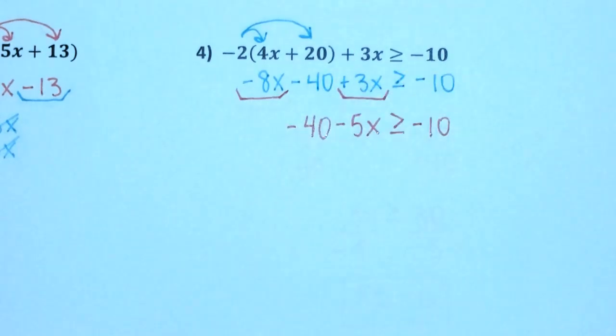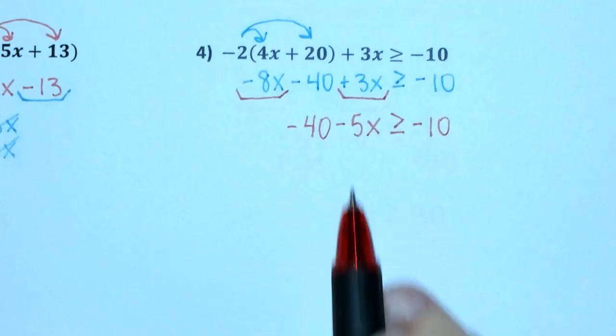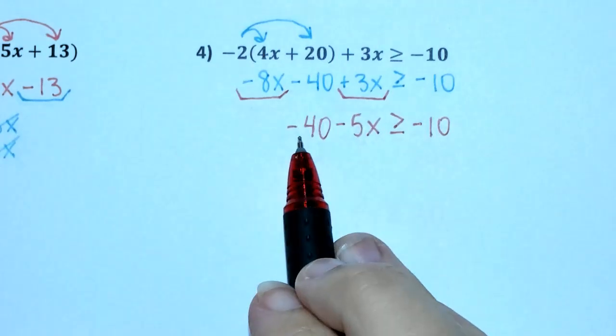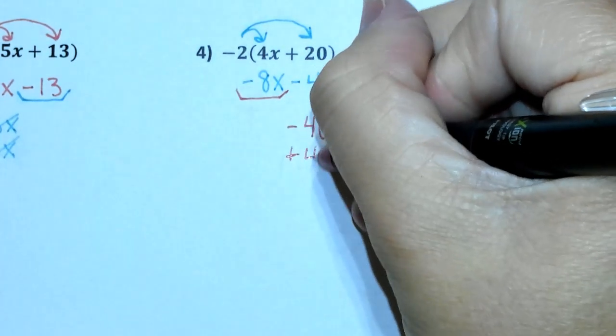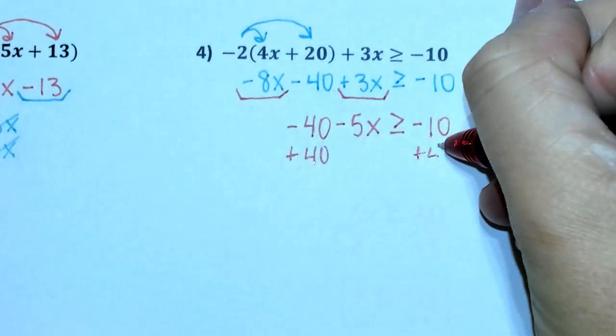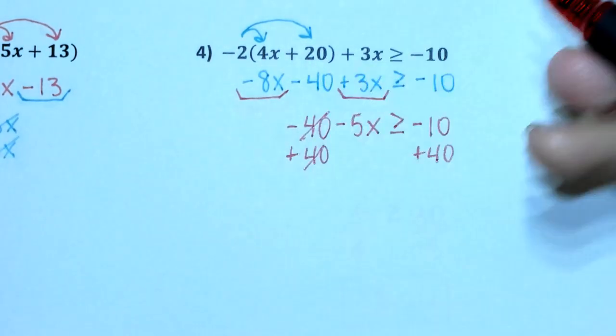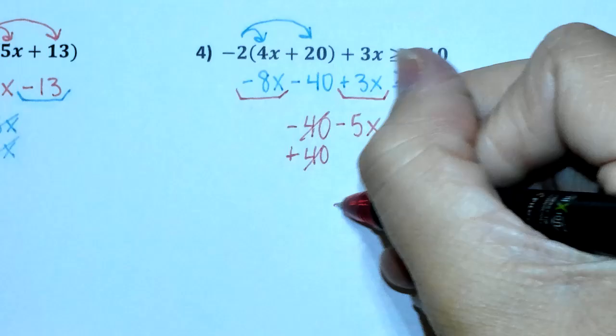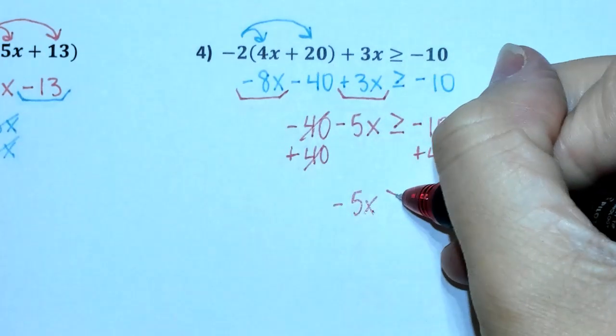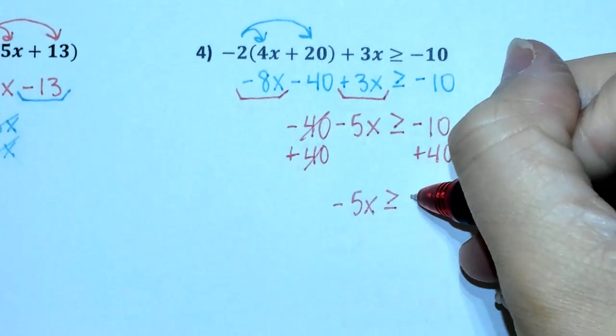From there, right, I have to get my variables on one side and my constants on the other. The variable's already on one side, so I'm going to get rid of that minus 40 by adding 40 to both sides. I'm going to bring down a negative 5x. Is greater than or equal to positive 30.